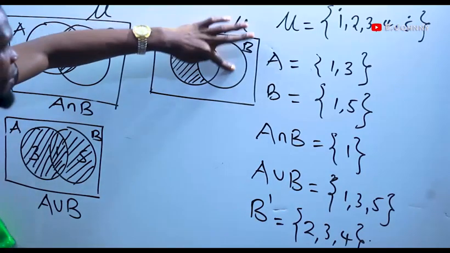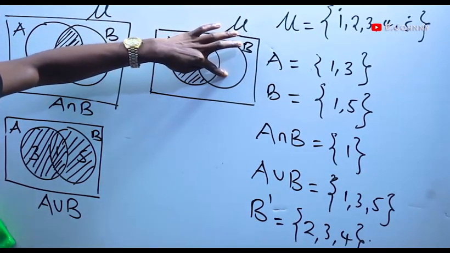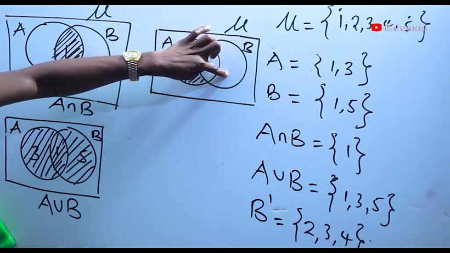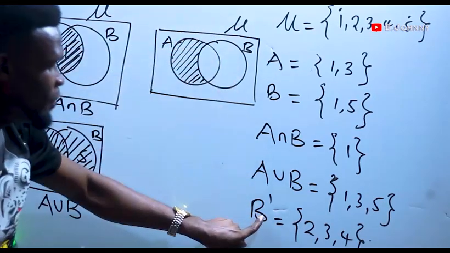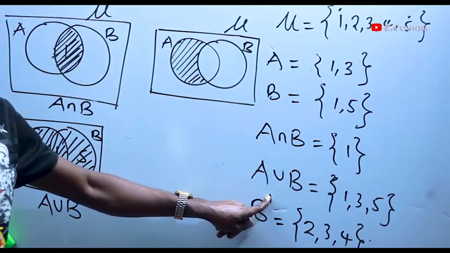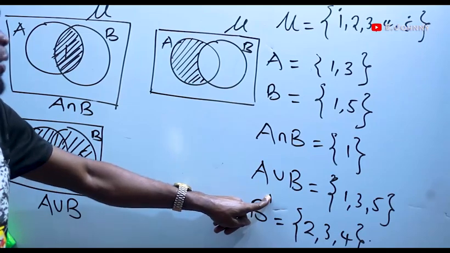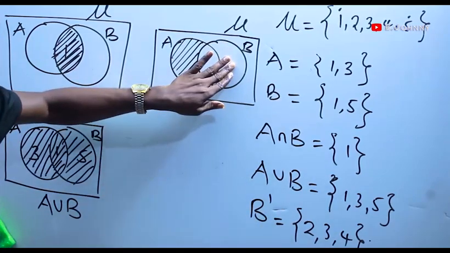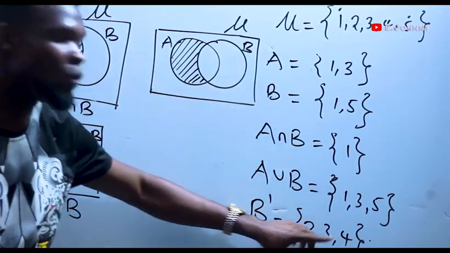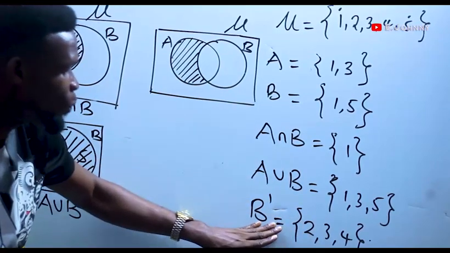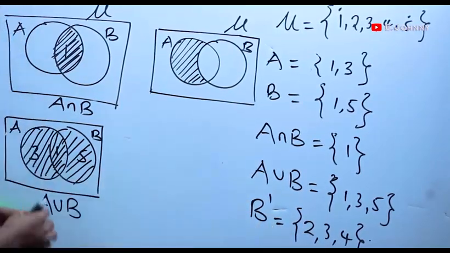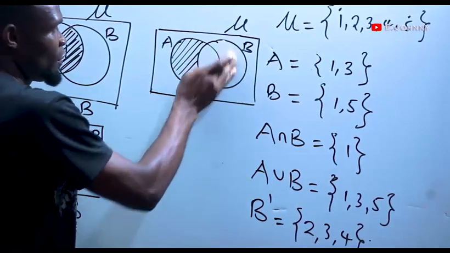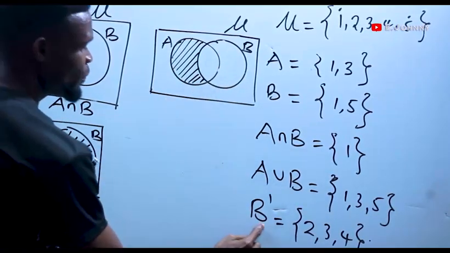So now follow me. Are there elements in set B? No. Question, where are those elements? They are in B complement. Those elements that are not in set B, like 2, 3, and 4, where are they? They are in the complement set. So, since there is no element in set B, it means it is in B prime.